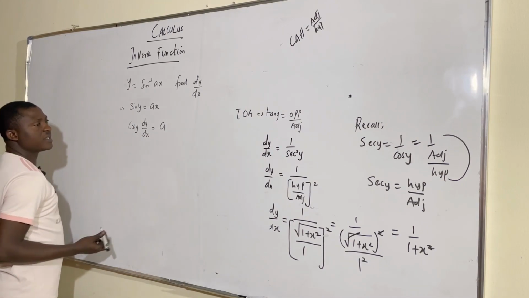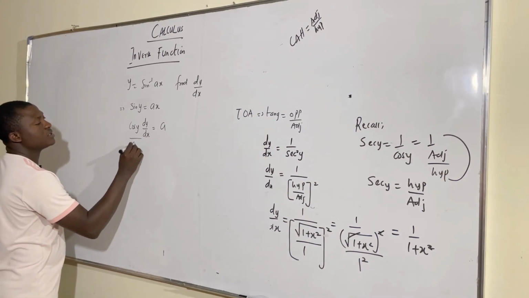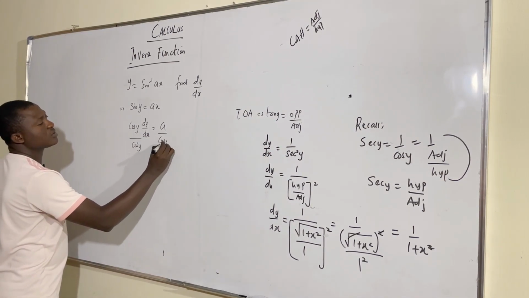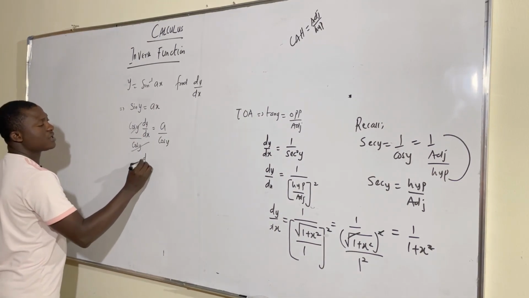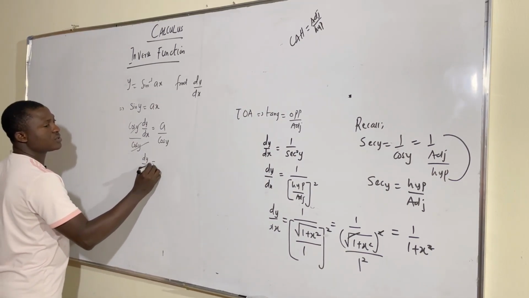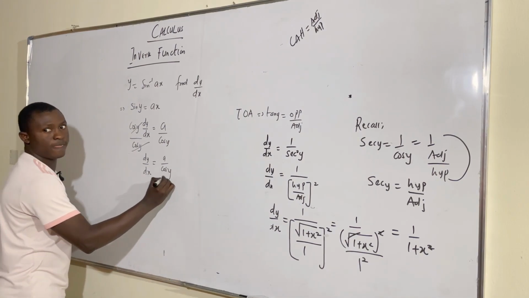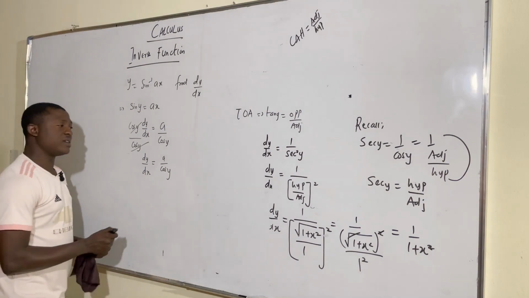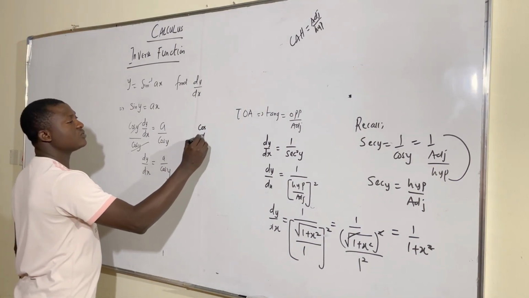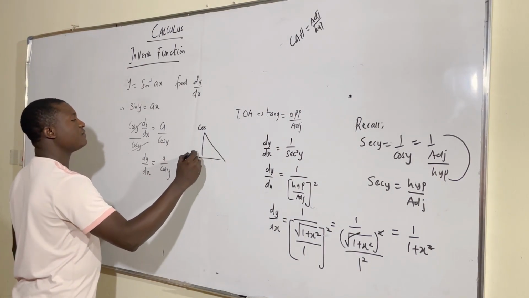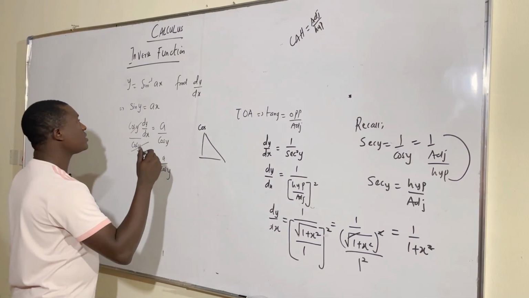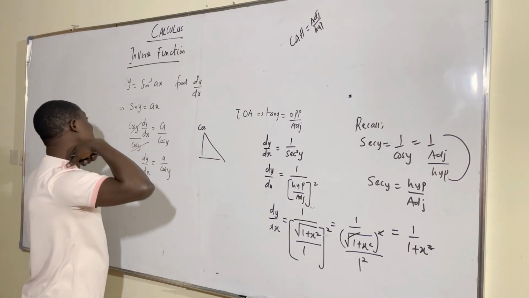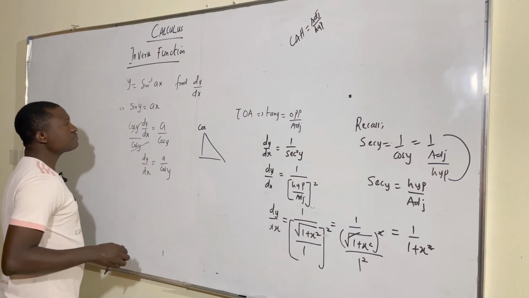So making it the subject, just like the way I did it in that other one, cos y, cos y. This cancels this, and we have dy/dx is equal to a all over cos y. Then we have done that one. What did we get the other time? When we use this shape, I think we have cos is adjacent over hypotenuse.